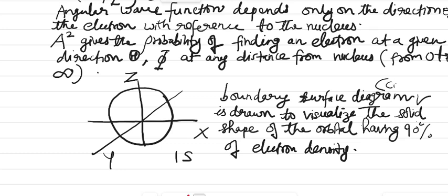It is also written somewhere as a contour diagram. And this is the boundary surface diagram, which is used to visualize the solid shape of the orbital having 90% of electron density, because the three dimensions cannot be drawn on two-dimensional paper. So in two dimensions we are representing it as a boundary surface diagram or the contour diagram.